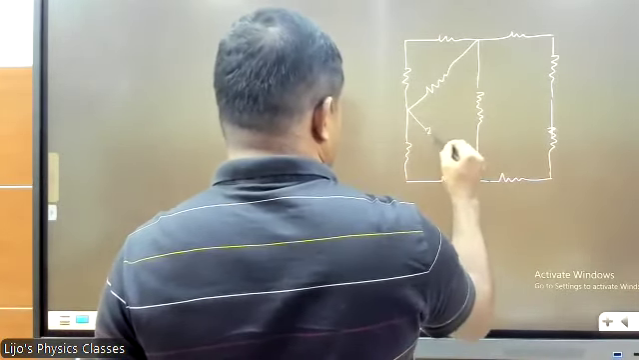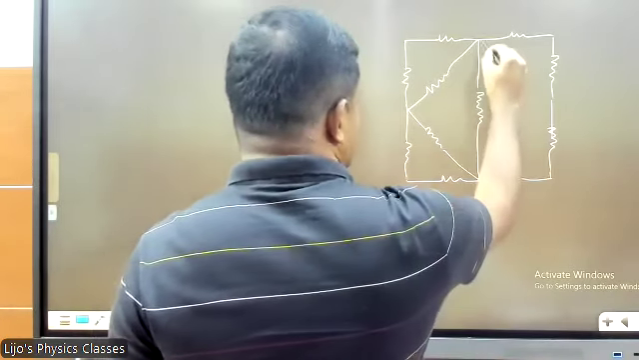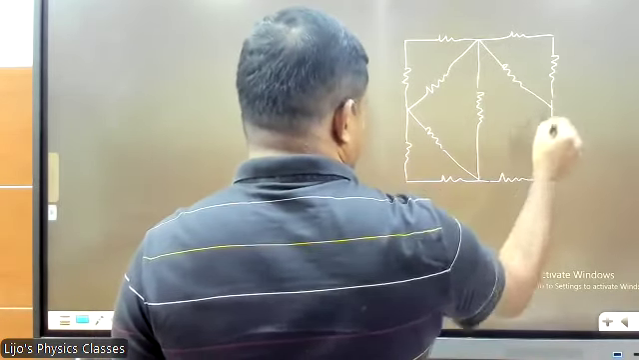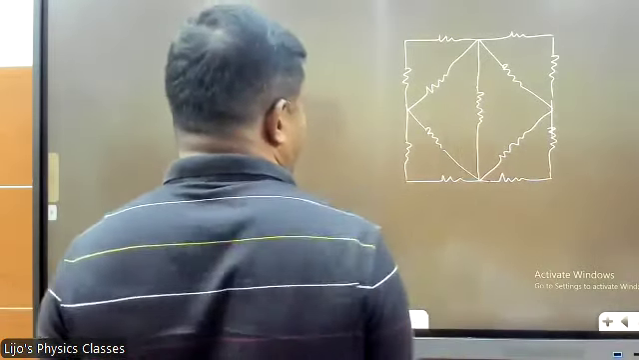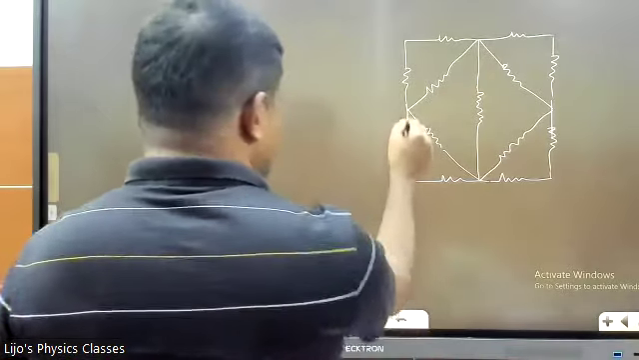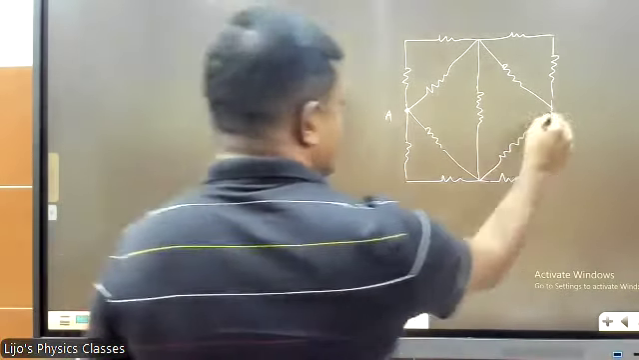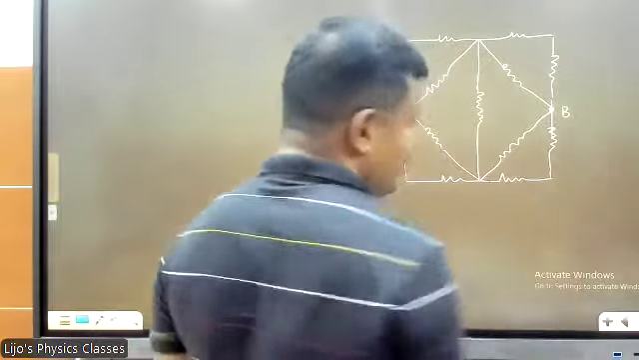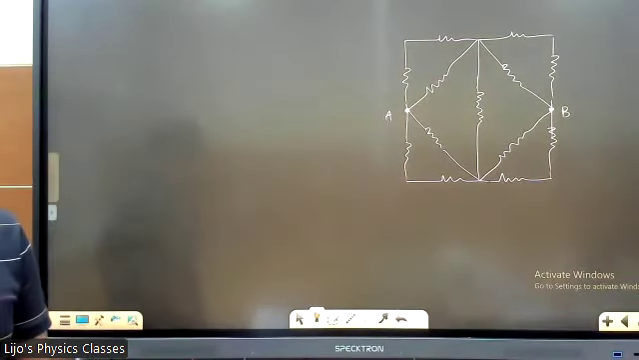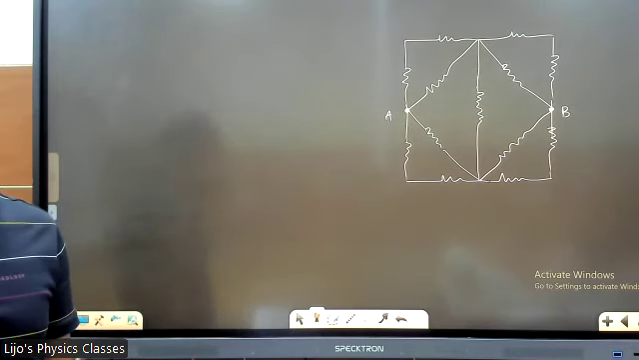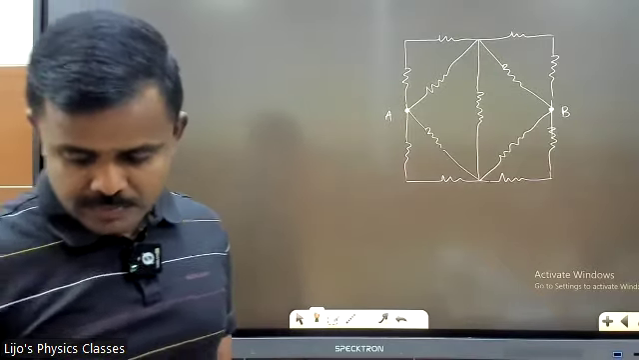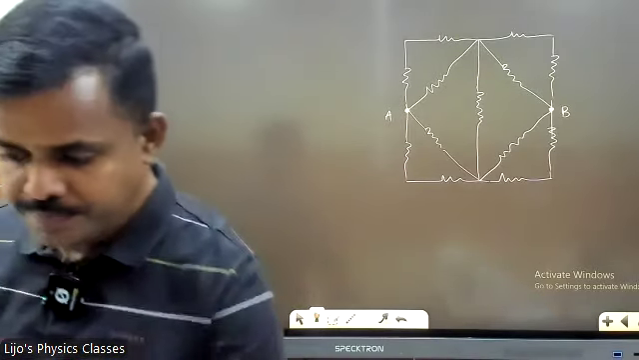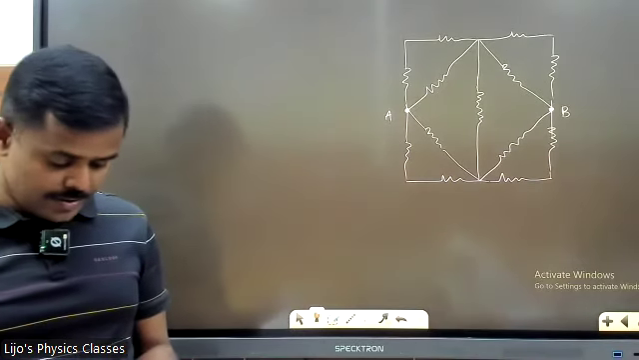Draw the figure, I will tell you how to do it. Frequently asked question, okay? All resistors are R. This is A, this is B. The moment you say this, you know that this is a mirror symmetry question, right? Tell me when you finish drawing this.